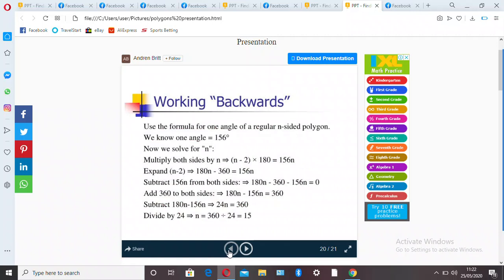If you want to check if your answer is correct, just go and do that. Put everything back. Put 15 in for n in n minus 2. Multiply your answer by 180. Go back and work backwards. You will be able to tell whether you are correct or wrong.